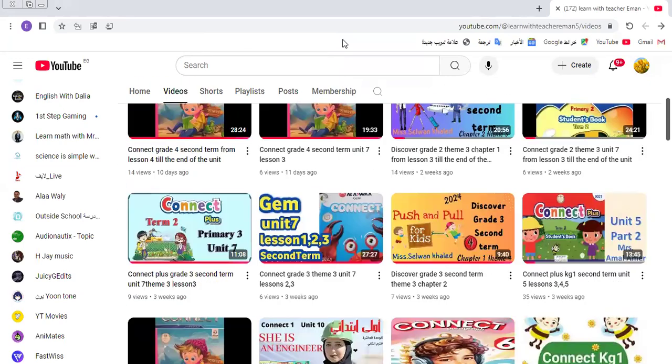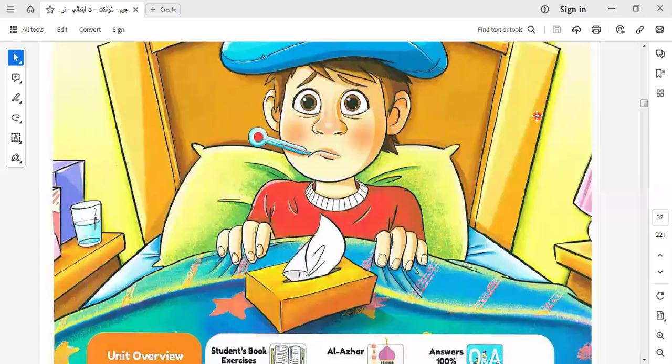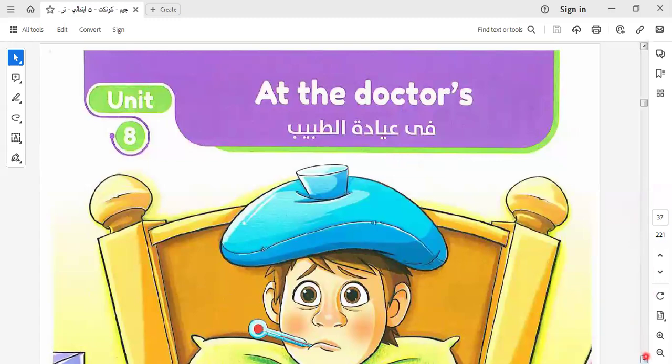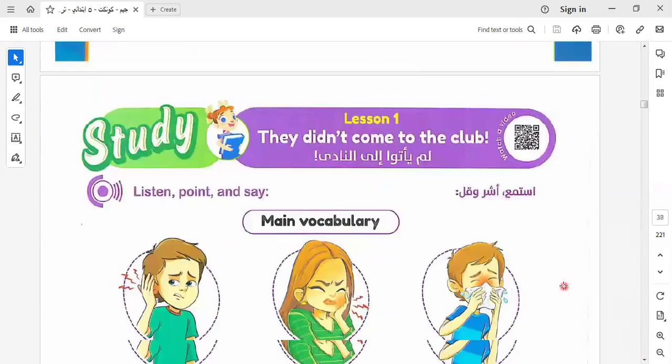Let's go to our unit today. Our unit is about what? It is about aid the doctors. So here in this unit, we talk about the illnesses and how to treat these illnesses.